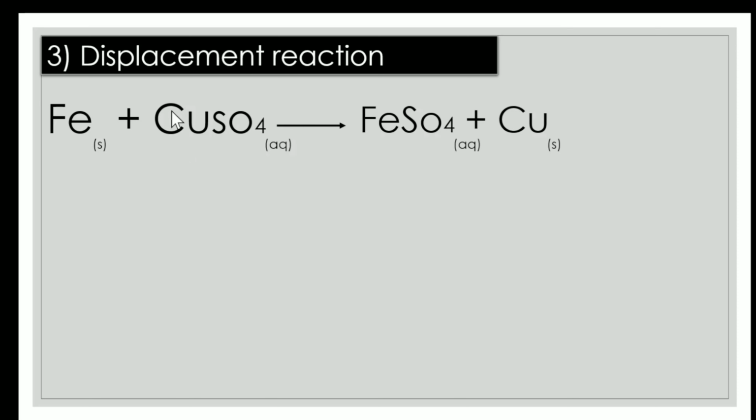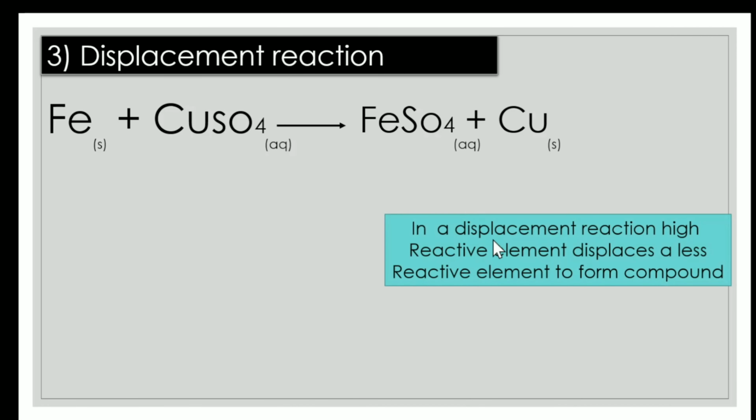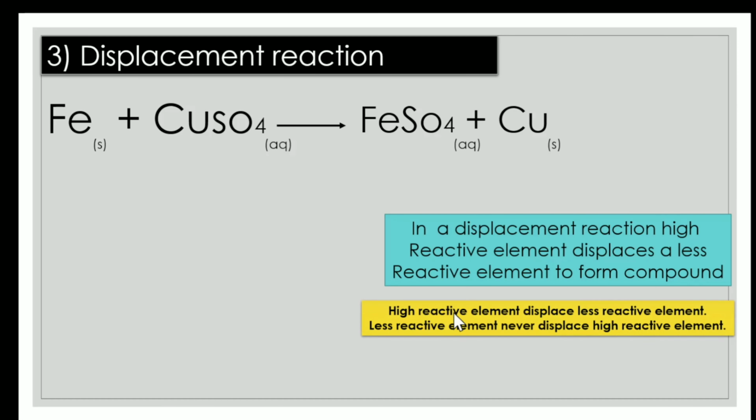It is the chemical equation: iron and copper sulfate both react and form iron sulfate and copper. It is a displacement reaction because iron displaces copper, right, and forms iron sulfate. In a displacement reaction, a highly reactive element displaces a less reactive element to form a compound. The most important point is that a highly reactive element displaces a less reactive element, but a less reactive element never displaces a highly reactive element. It is the most important point you have to remember.